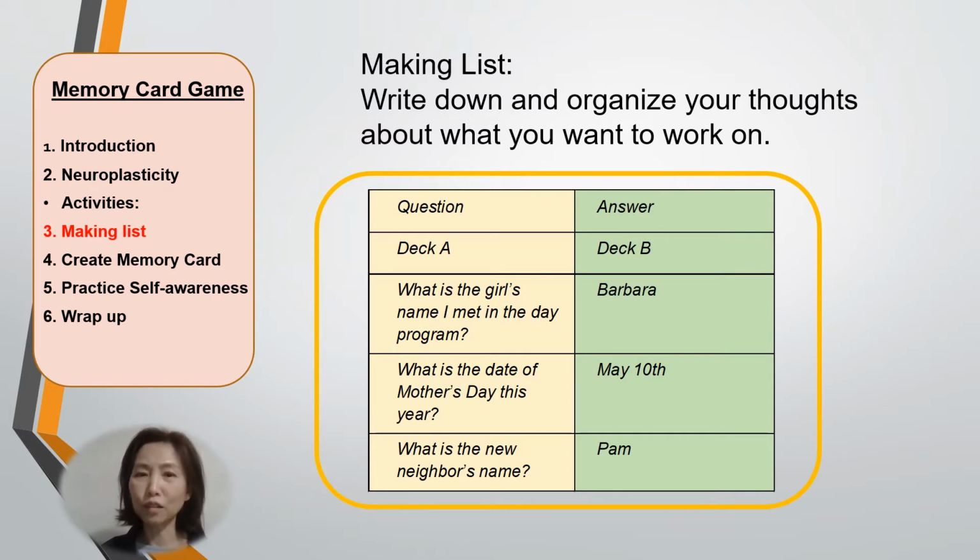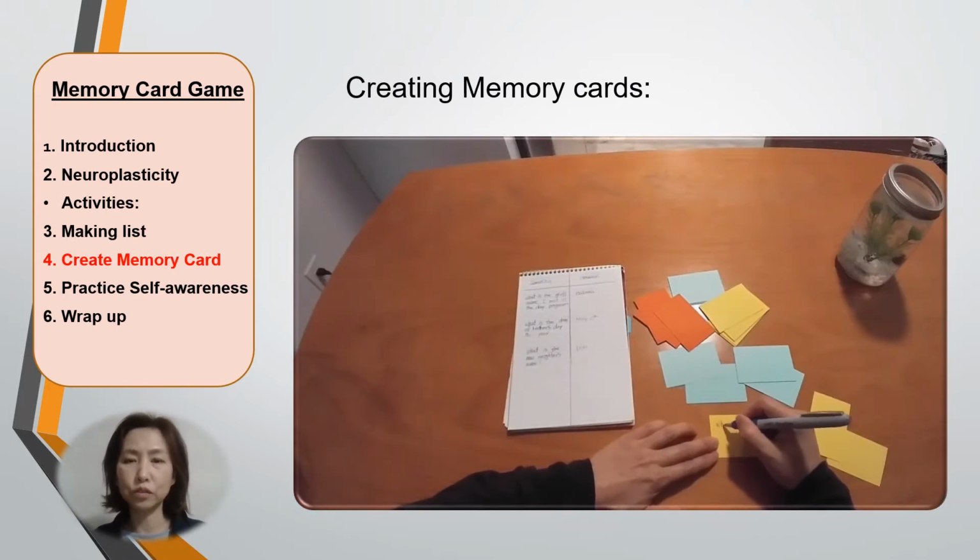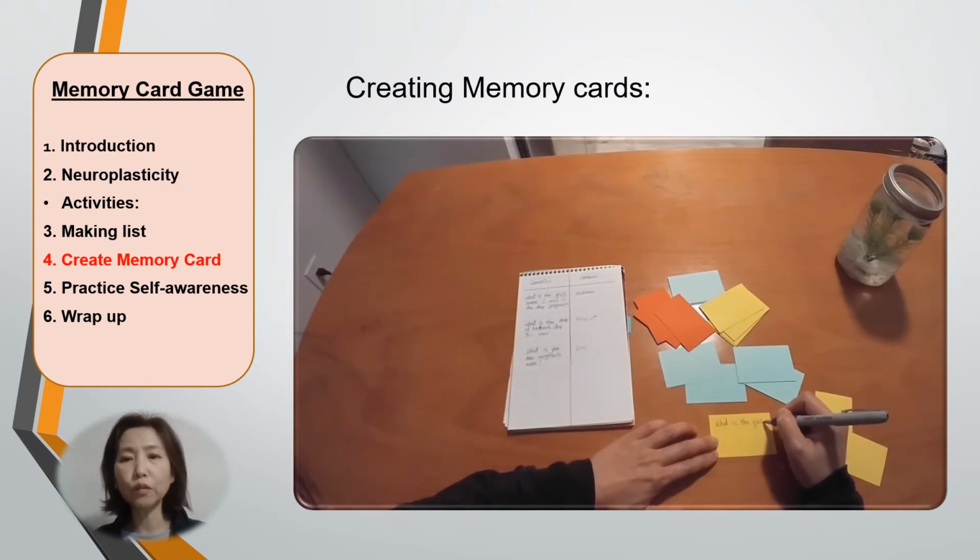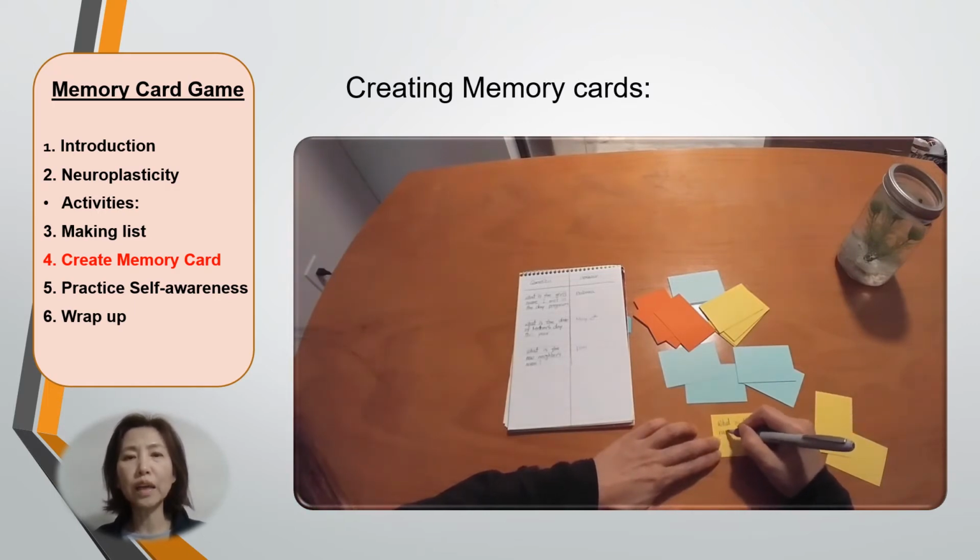Step 2. On each index card, write each question from the left side of the column, which will go in deck A, and the answer from the right column on a different card, which will go in deck B. When you write the question, use the same color index card for all questions. I use yellow for the question, blue for the answers.